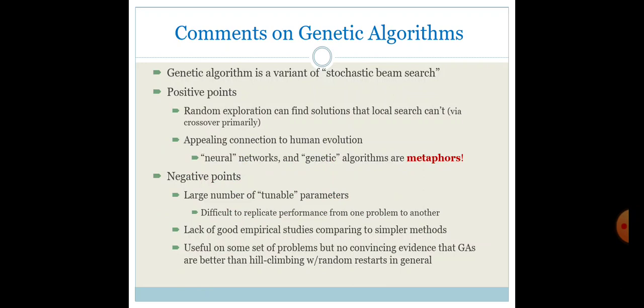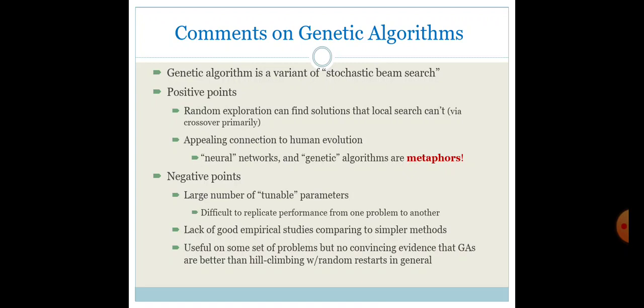We have come to the last part of today's lecture. Genetic algorithm is a variant of stochastic beam search. A positive point for GA is that using crossover and mutation techniques, random exploration can be achieved. Neural networks and genetic algorithms both have appealing connections to biology, but the term neural in neural network and genetic in genetic algorithms are both used as metaphors.